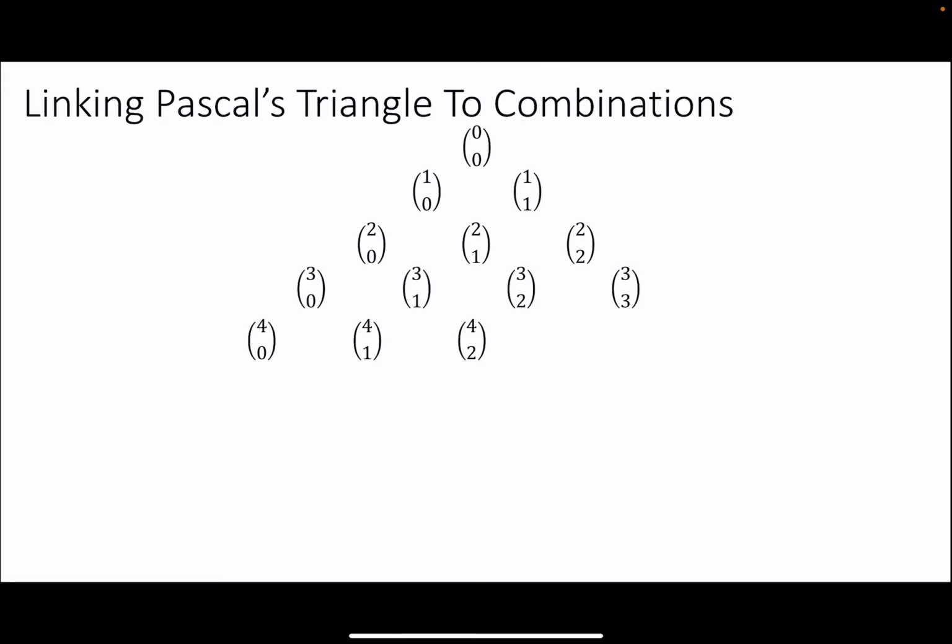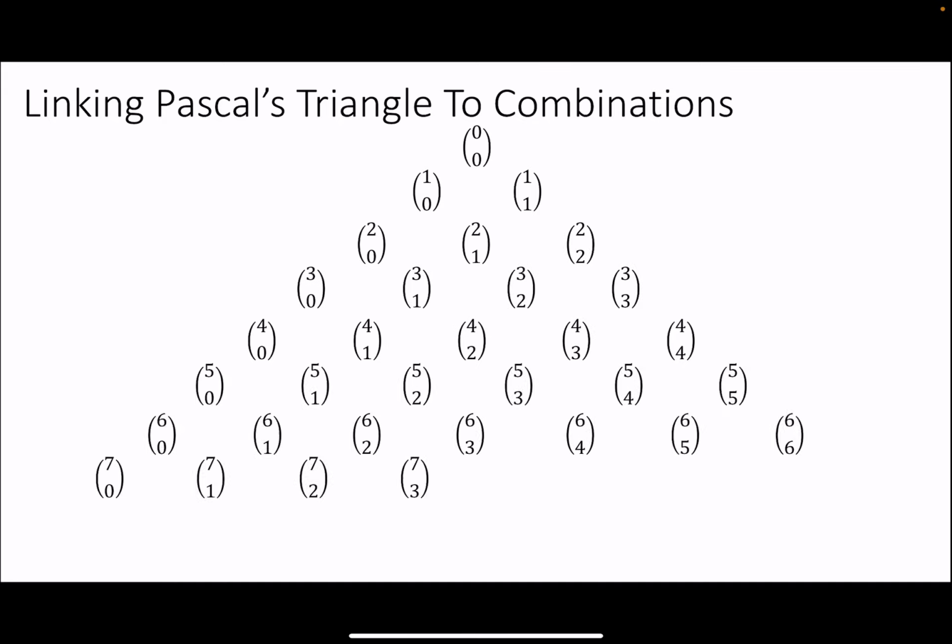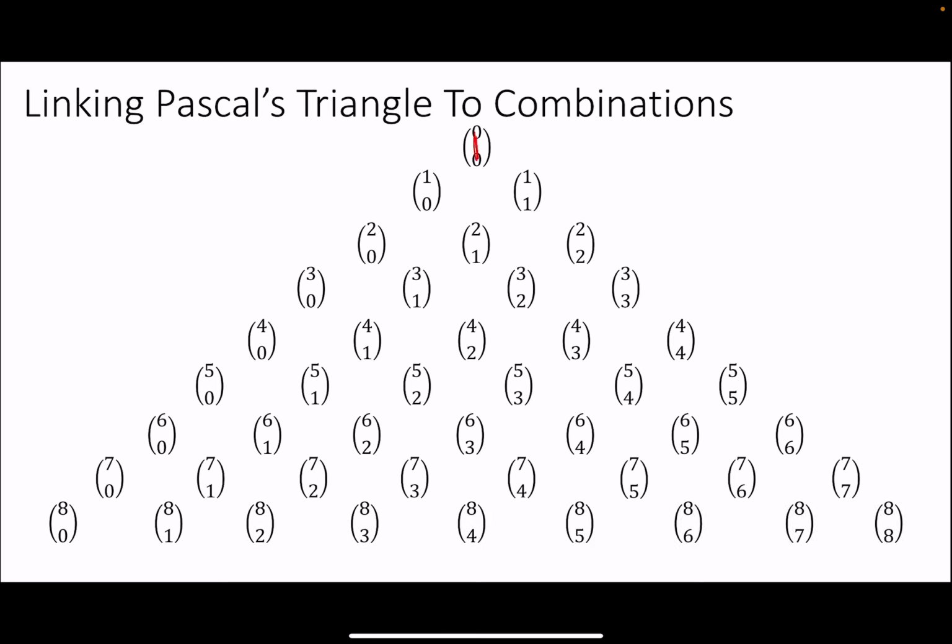Okay, now that we know what Pascal's triangle is, we're going to link that to combinations. And essentially, these values here, that's equal to a 1, right? If I have 0, and I have 0 ways to choose them, there's only one way to choose nothing. If I have 1 and I choose none, there's only one way to do that. If I have 1 and I choose 1, there's only one way to do that. If I have 2 and I choose nothing, there's only one way to do that. If I'm choosing everything, there's only one way to do that, right?